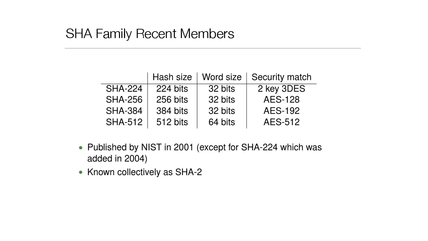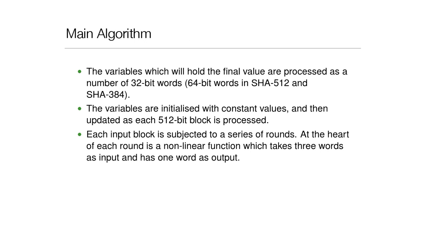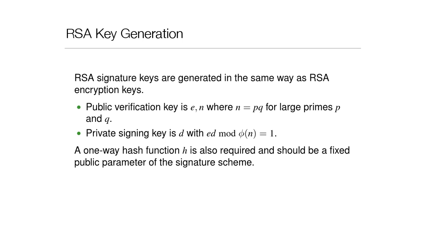Now let's look at how the signature parameter generation happens in the RSA signature scheme. This is similar to the RSA encryption scheme we learned in our previous lecture. So for RSA key generation, the signature keys are generated in the same way as RSA encryption keys.